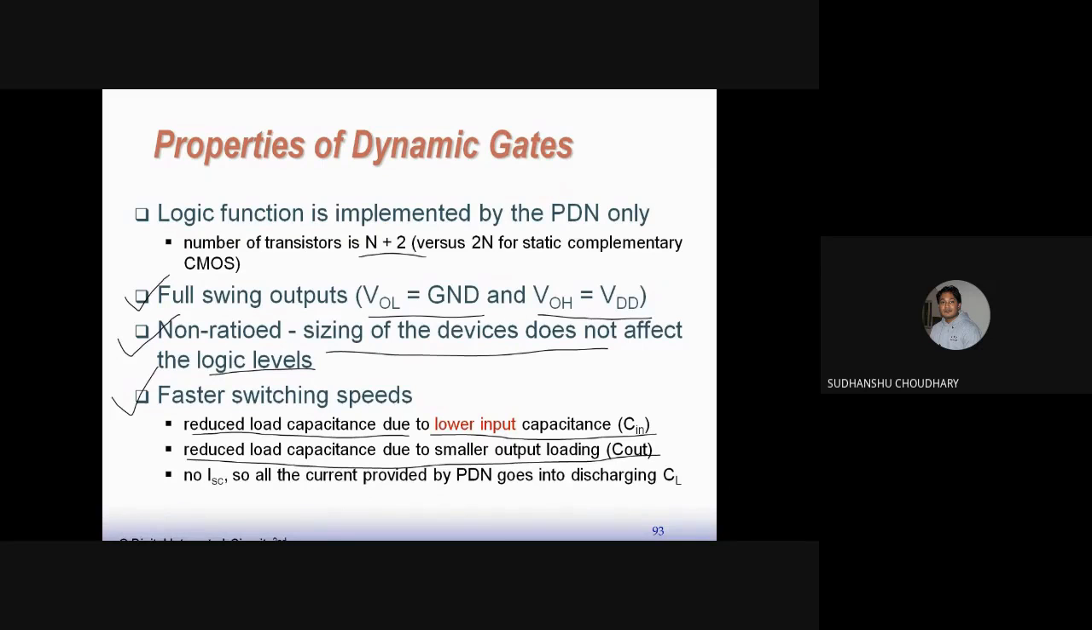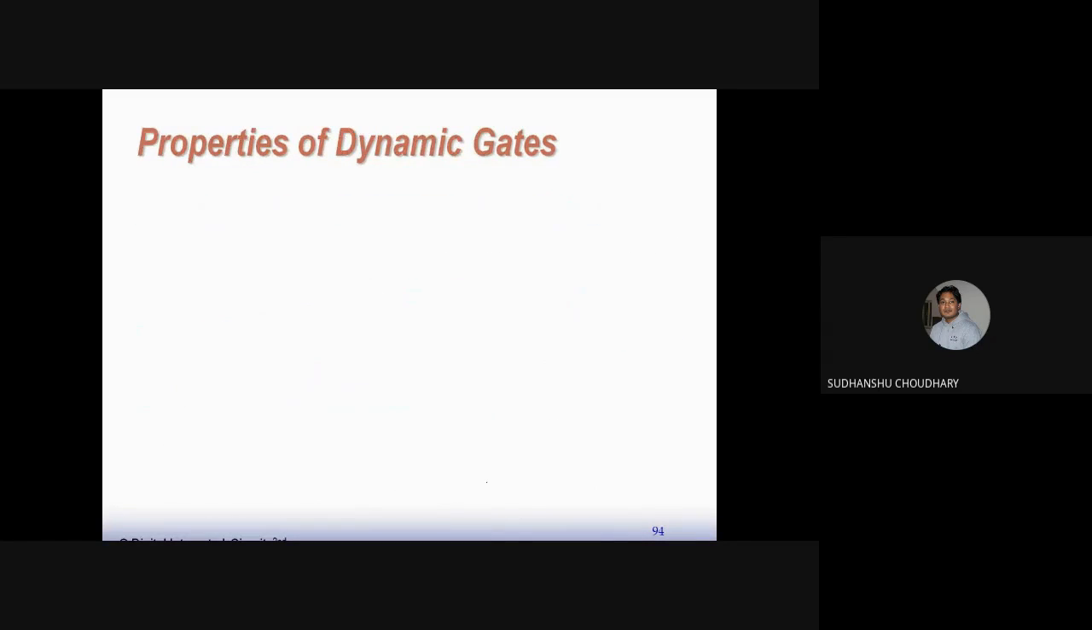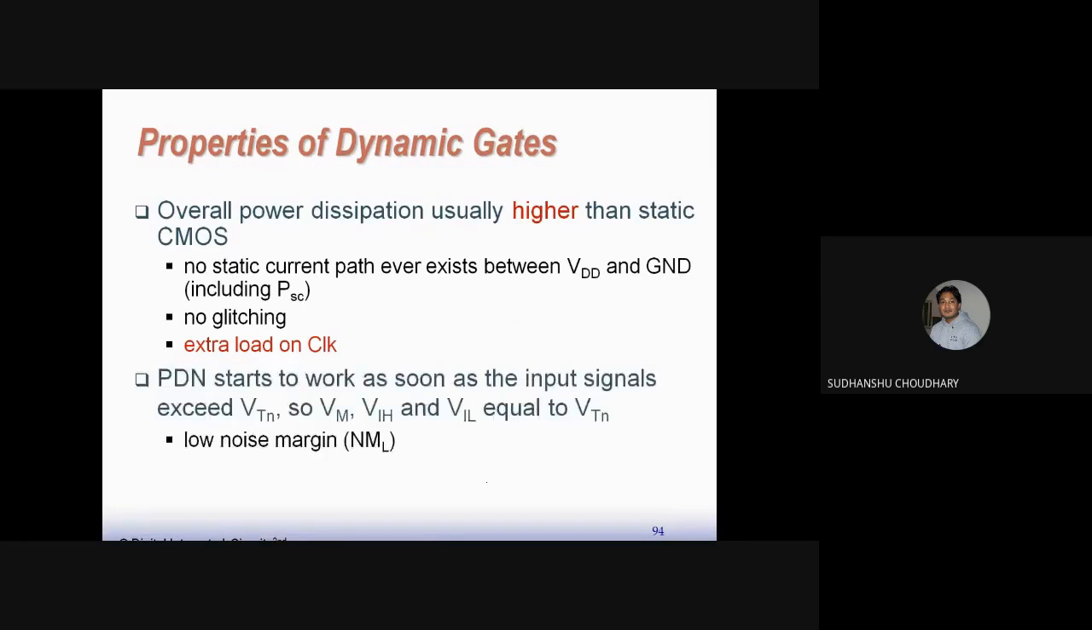And there is no short circuit current, that is, no current from VDD to ground. VDD and ground are not shorted. There is no path between VDD and ground, so static power dissipation is also minimized here. But you will find that overall power dissipation is usually higher than static CMOS, though there is no static current path between VDD and ground, and there is no glitching also.